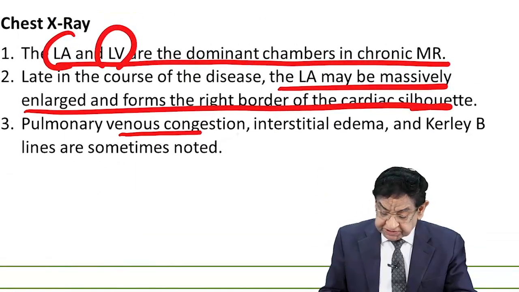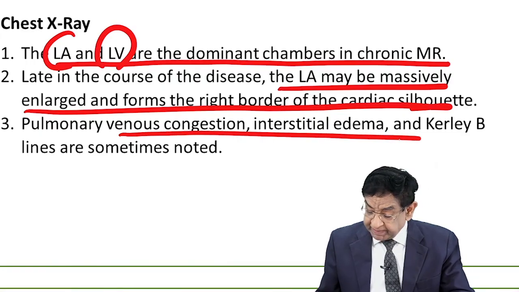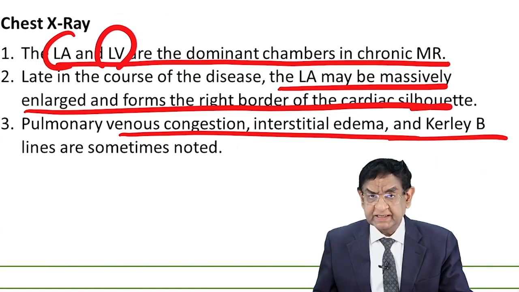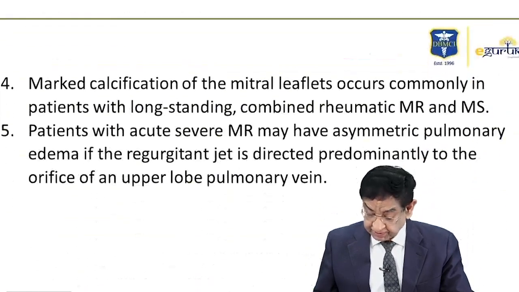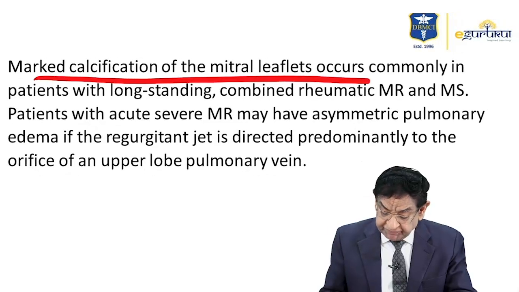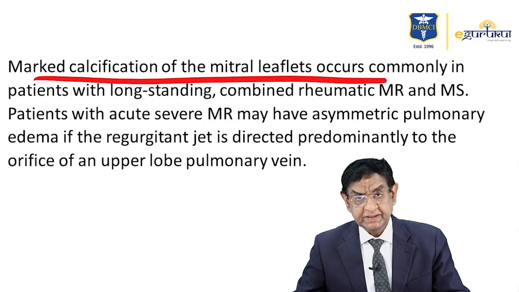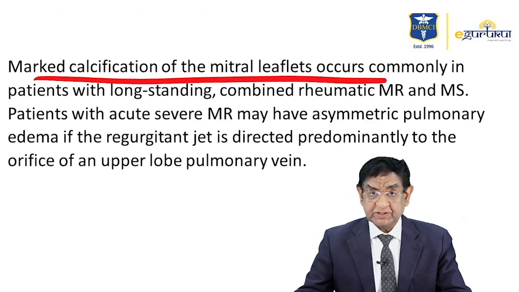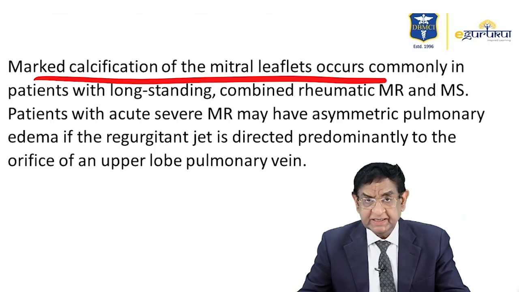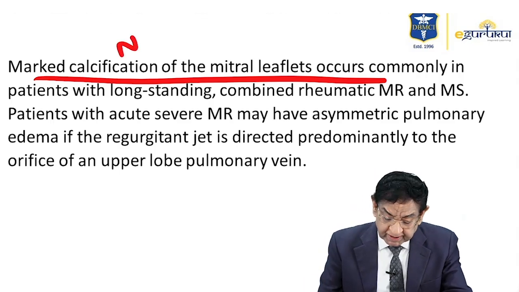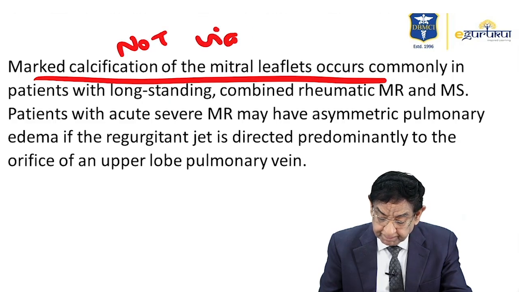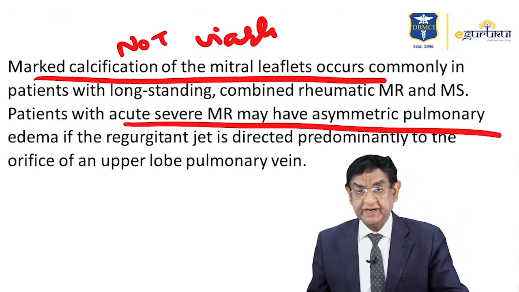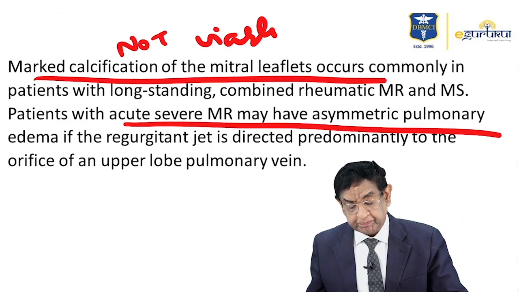Pulmonary venous congestion and interstitial edema and Kerley B lines can be seen, but they are much more commonly seen in mitral stenosis. There can be marked calcification of the mitral leaflet. Again, this can be seen in mitral stenosis also. And of course, when we talk about mitral valve calcification, that means the valve is totally non-viable. And of course, in acute MR, we get pulmonary congestion, and that can lead to acute pulmonary edema.